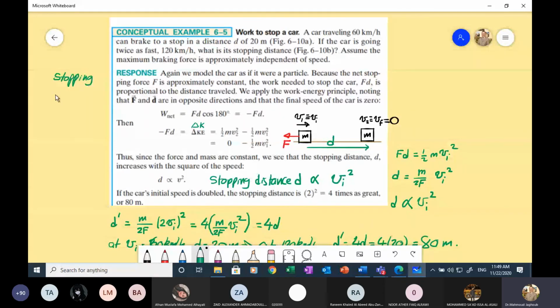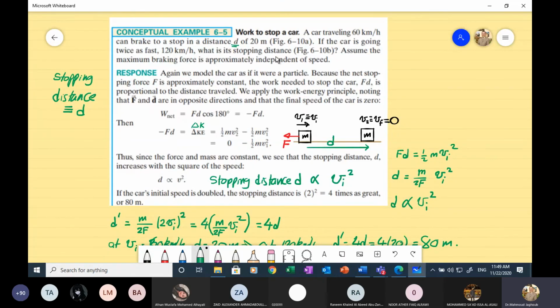It's called the stopping distance. And here they refer to it as d, the stopping distance. This is the stopping distance, 20 meters. Now, if the car is going twice as fast, suppose now you are moving in your car at 120 kilometers per hour, which means the velocity is doubled, what is the stopping distance?